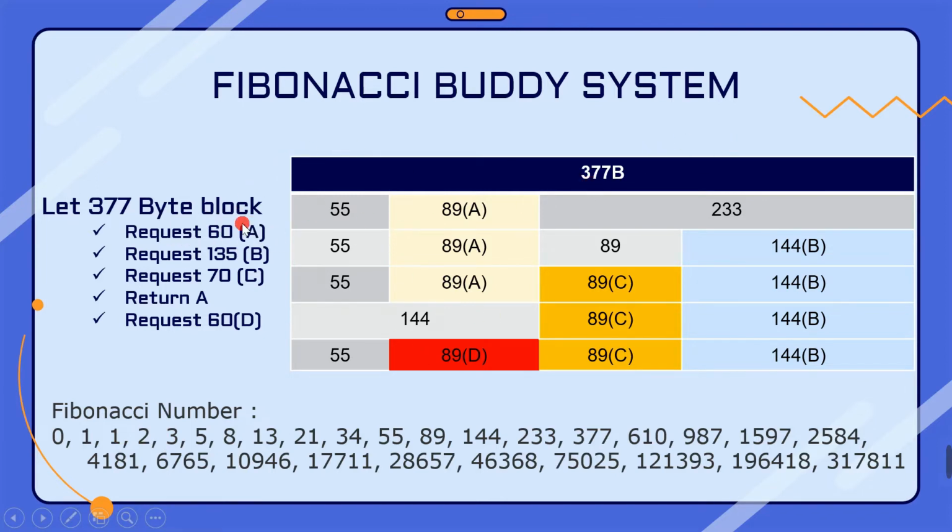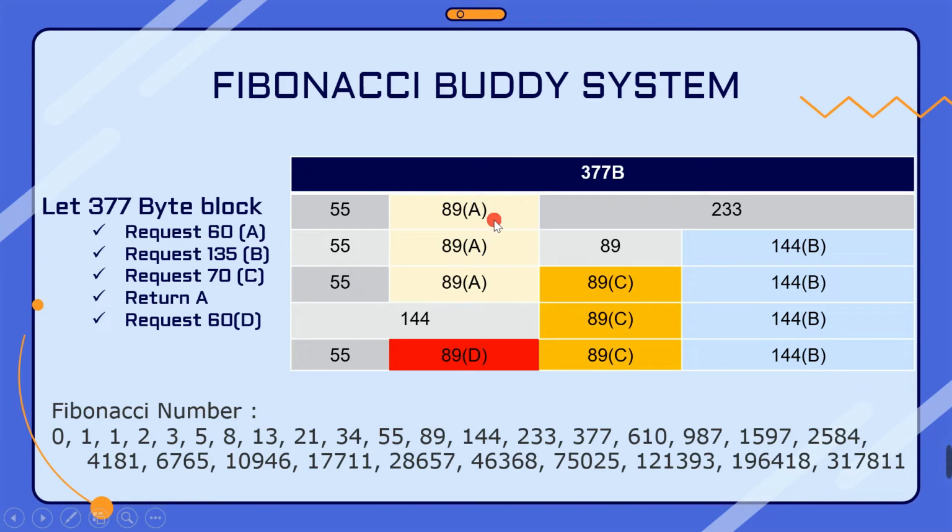So for the process A, request process A is 66. So we must split this block, this memory, into 2 parts. Okay, for 377 we can split into 233 and 144. At 144 we can split again into 89 and 55. Okay, so here we can see we can allocate the process A at 89.